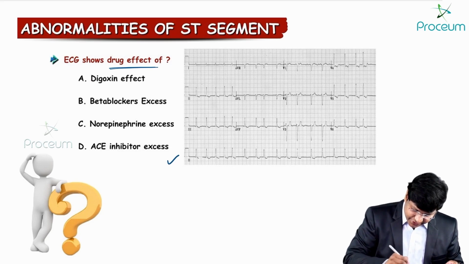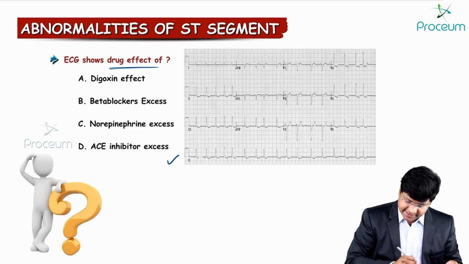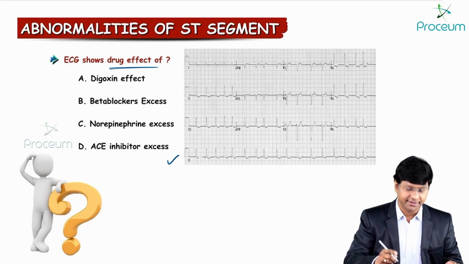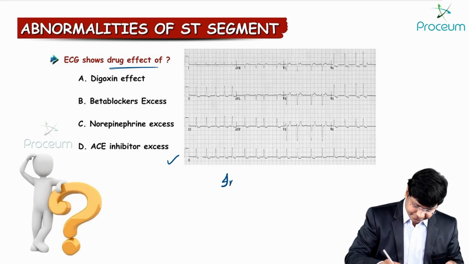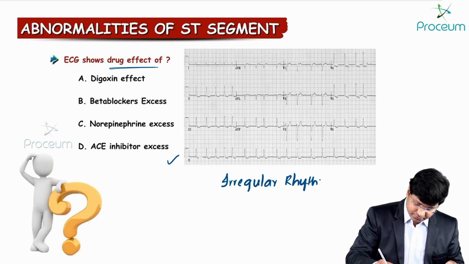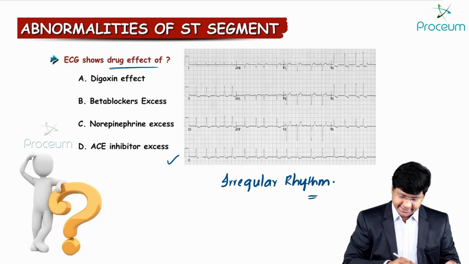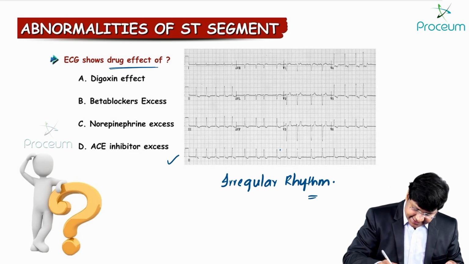So you take this lead 2, right? First of all, what is this ECG suggestive of? This ECG is having an irregular rhythm. Okay, that is one point. And if you take the ST segment here, how is the ST segment? The ST segment is depressed.